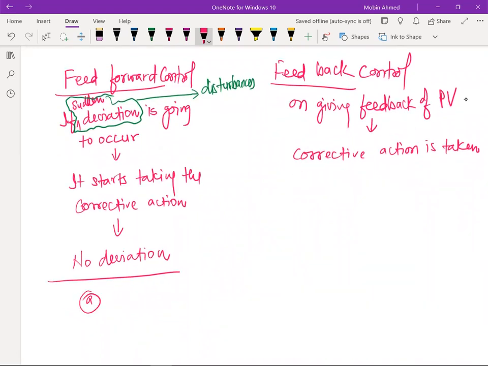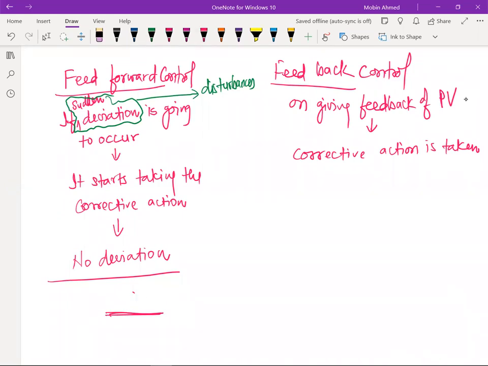So we are going to have a monitor which is always going to monitor the deviations, sudden deviation or disturbances, and accordingly it is going to give the output. We'll see with the example of this one. So this is how it takes place.